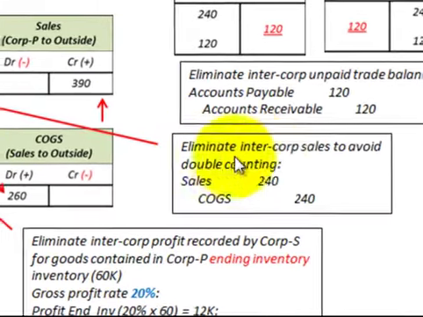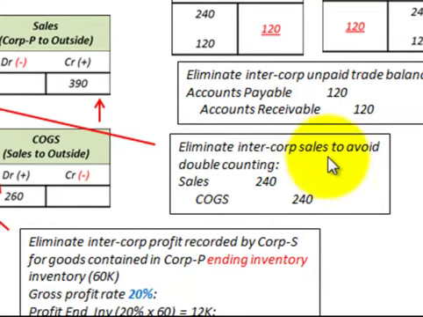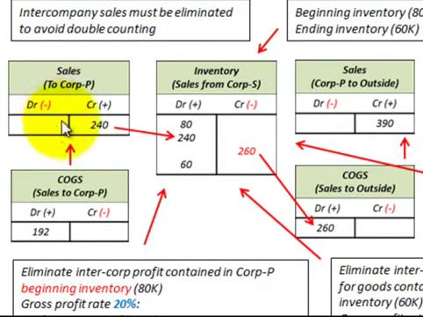And then finally we have to eliminate any intercorporation sales to avoid any double accounting here. So we'd go up to subcorp S's sales and debit that for $240,000, and then we'd go over to the cost of goods sold and credit that for $240,000.